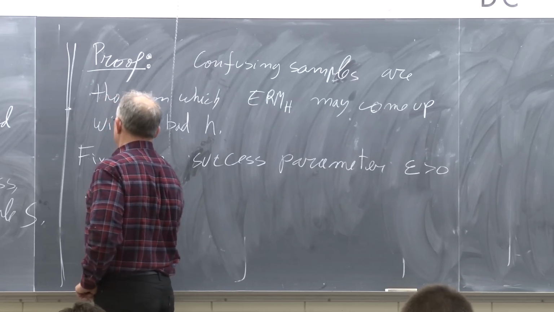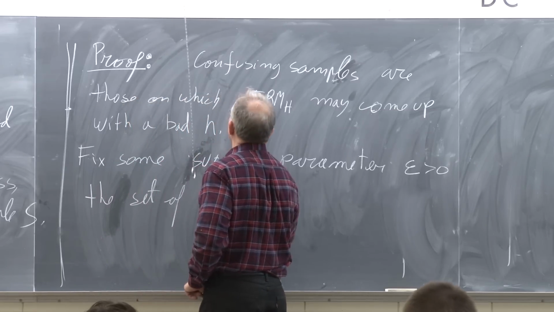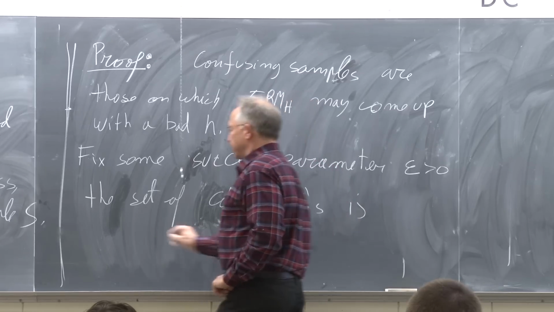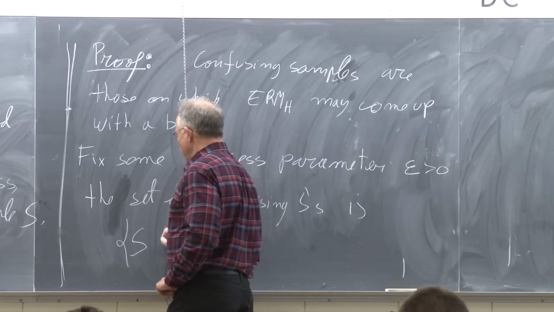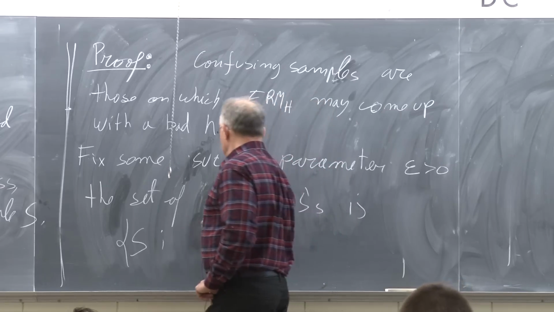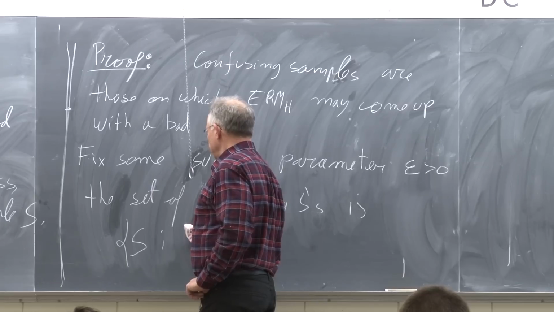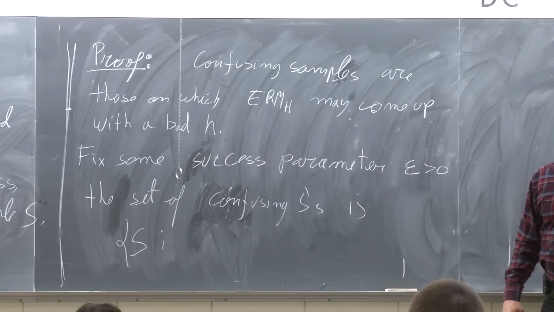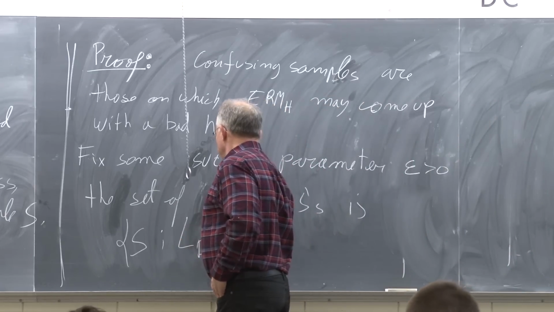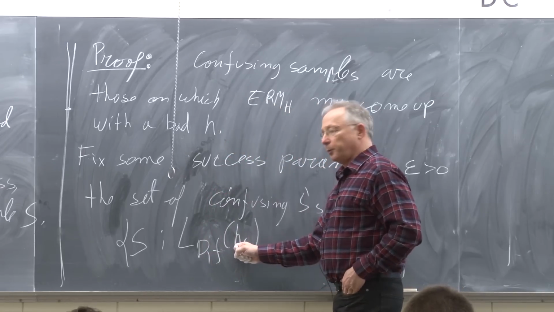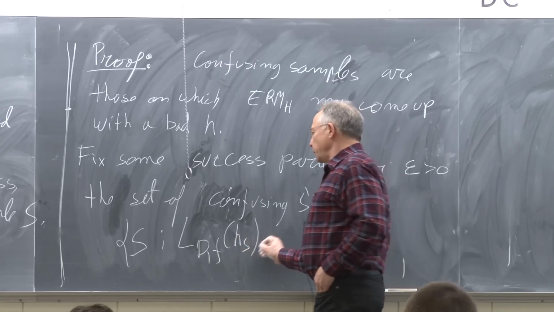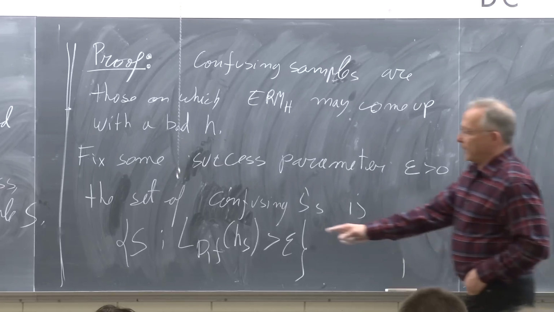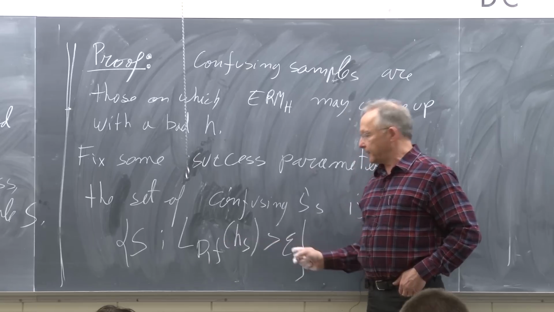So I will say that S is bad if it belongs to the set of bad or confusing S's, the set of all S such that the true error of h of s is greater than epsilon. Here h of s is the hypothesis that my learner comes up with when he sees s. So those are the bad samples. The bad samples are the samples for which I'm coming up with a hypothesis h that depends on s, and this hypothesis has error bigger than epsilon.